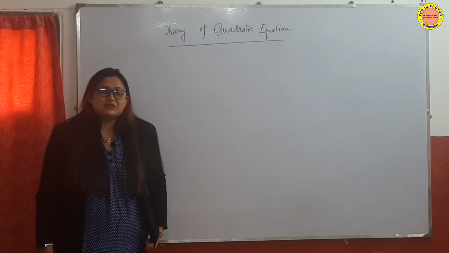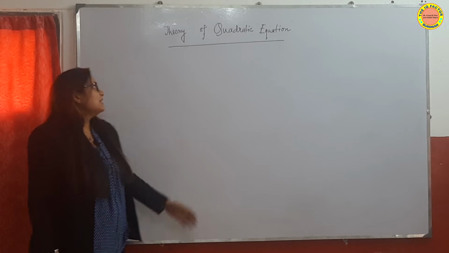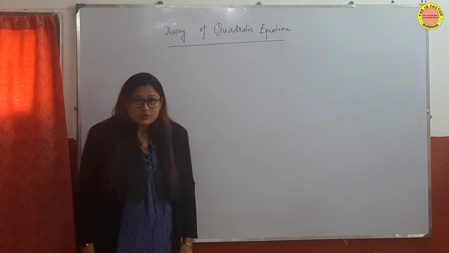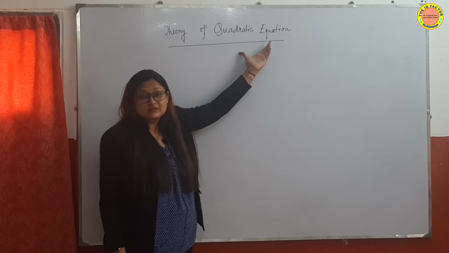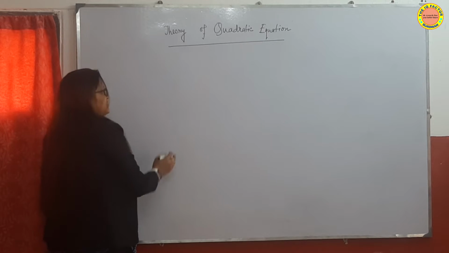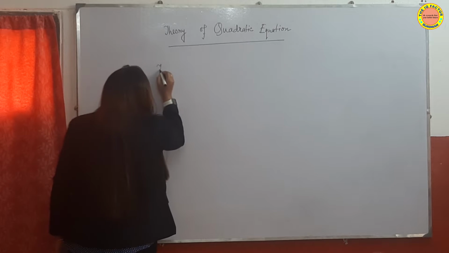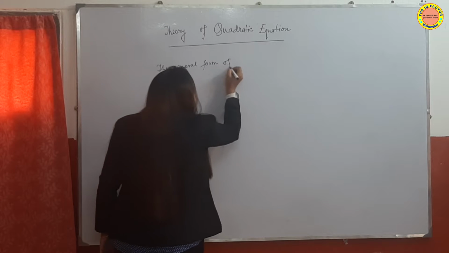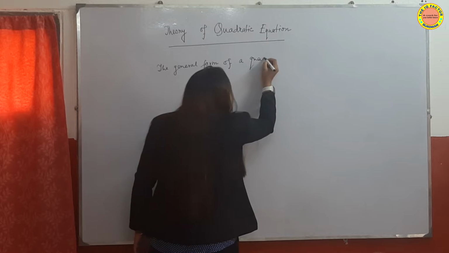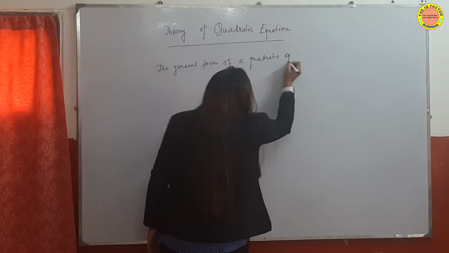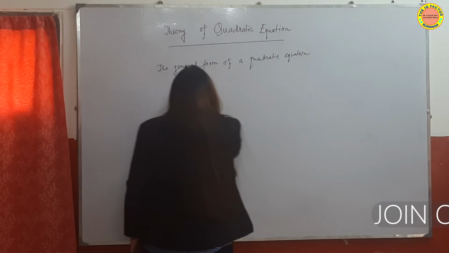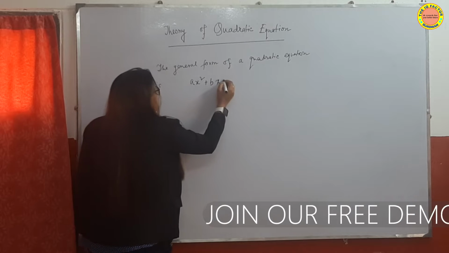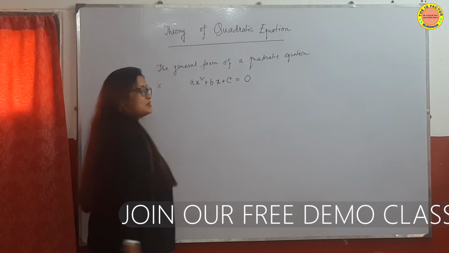Hello students, today we are going to discuss the topic, the theory of quadratic equation. So first we have to know what is the quadratic equation. So let me introduce quadratic equation. So the definition is, the general form of a quadratic equation is ax square plus bx plus c is equal to 0.